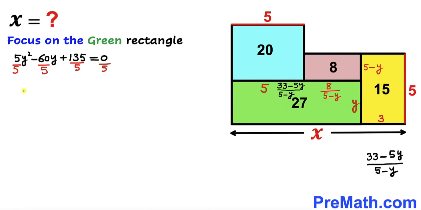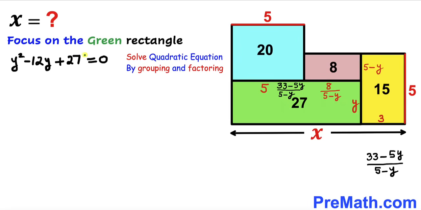So therefore we end up with y square minus 12y plus 27 equal to 0. And now we can see we have this quadratic equation, and we are going to solve it by grouping and factoring. You may use the quadratic formula to solve this given quadratic equation as well.